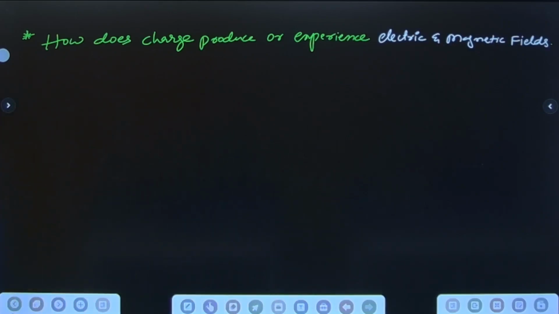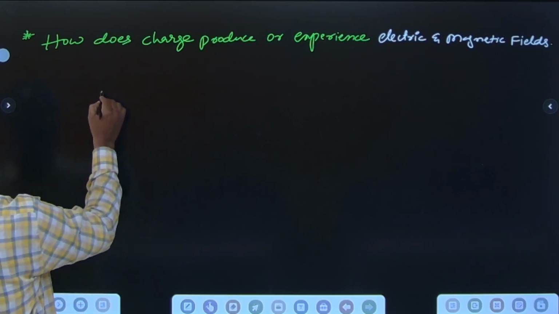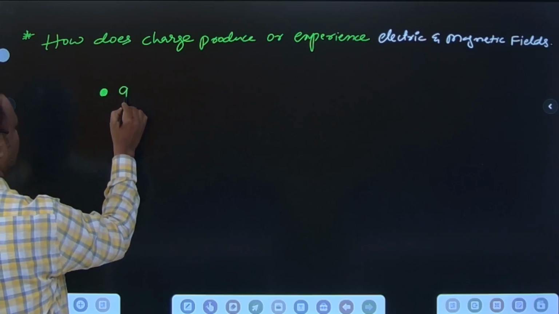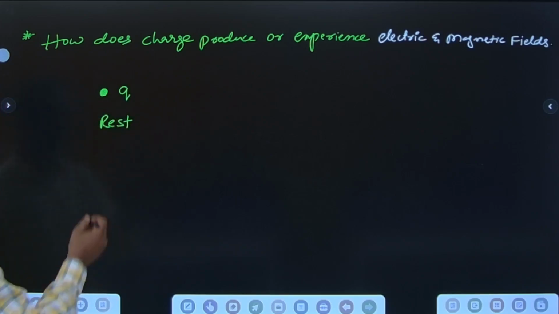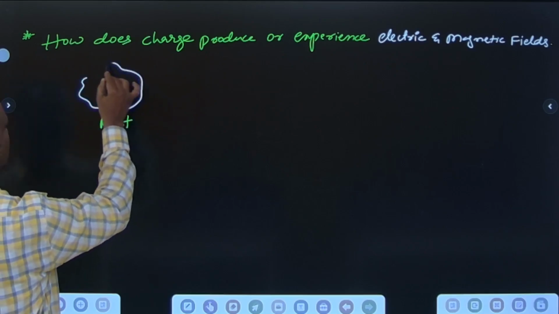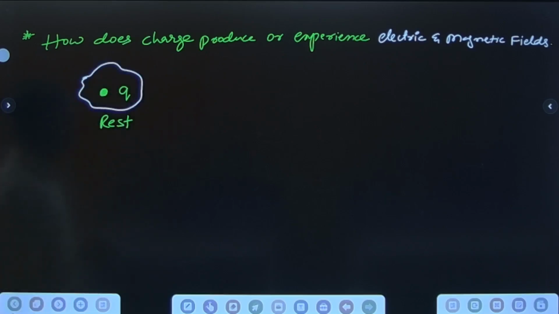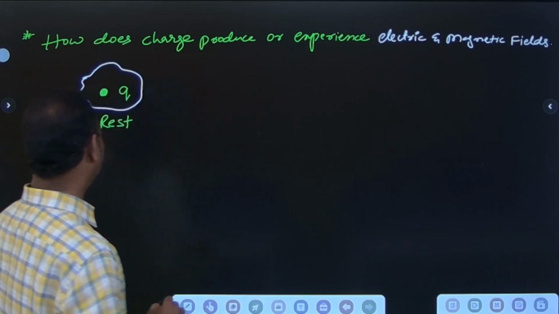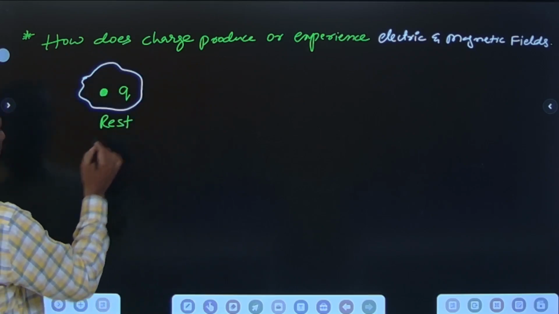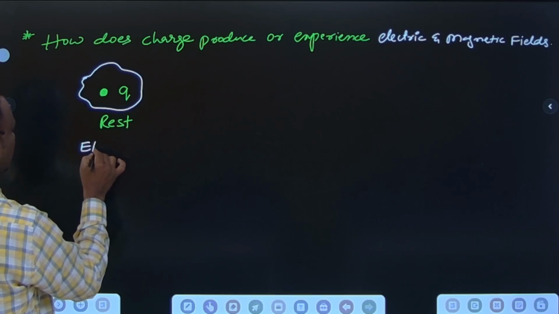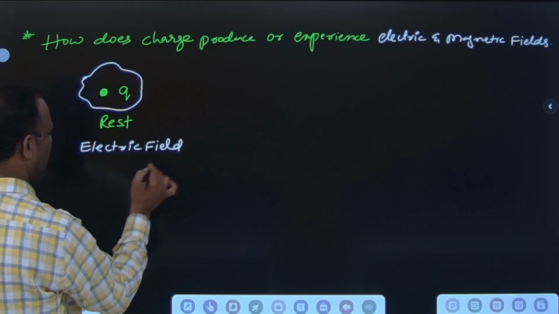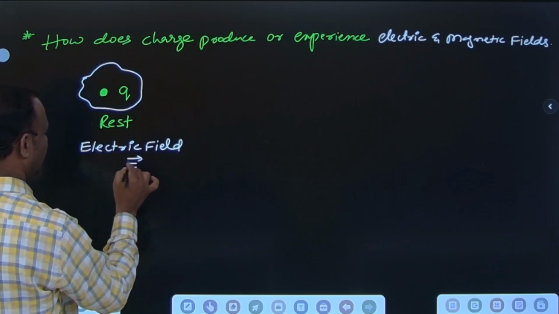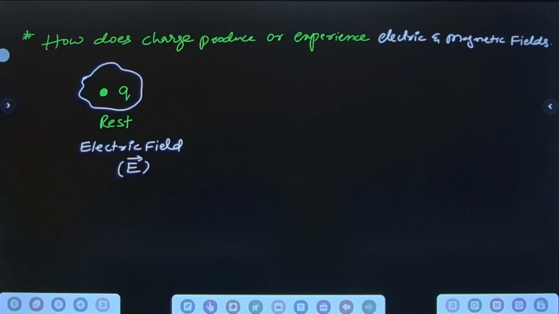If the charge is at rest, it only produces an electric field. This is the charge, Q, either positive or negative. If the charge is at rest, it can produce only what field? Electric field. It can produce only an electric field. Electric field is E bar.